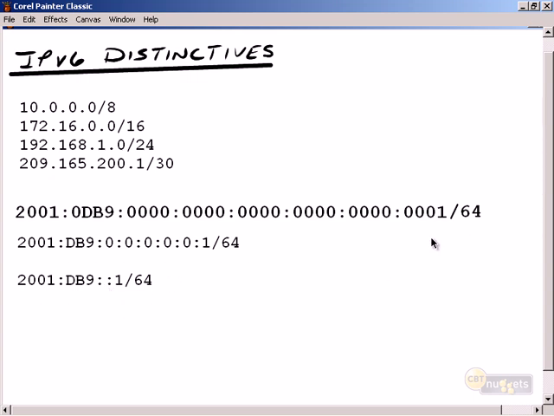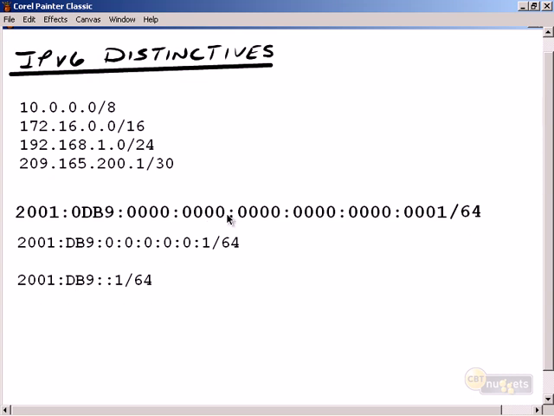Now notice we have a /64. So what this is saying is the first 64 bits are the network portion. Well, we know this is 16 bits, right? Well, 16 times 1 times 4, so these first 4 segments are the network. So this is basically network 2001 0db9 0000 0000/64. That would be the network prefix address.